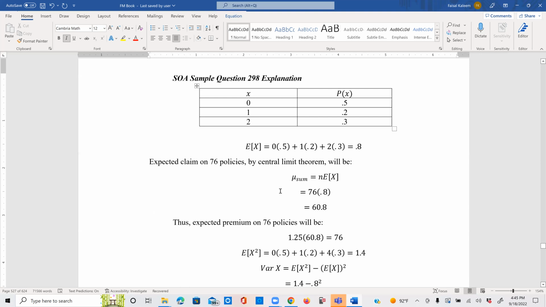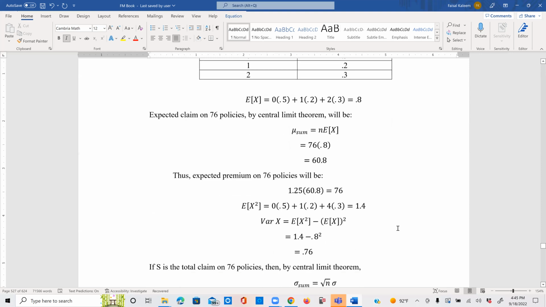So that would be 0 squared times 0.5 plus 1 squared times 0.2 plus 2 squared times 0.3. And 0 squared is 0, 1 squared is 1, 2 squared is 4. So we get 1.4 for E of X squared, and then variance of X is E of X squared minus (E of X) whole squared, which would be 1.4 minus 0.8 whole squared, that's 0.76.